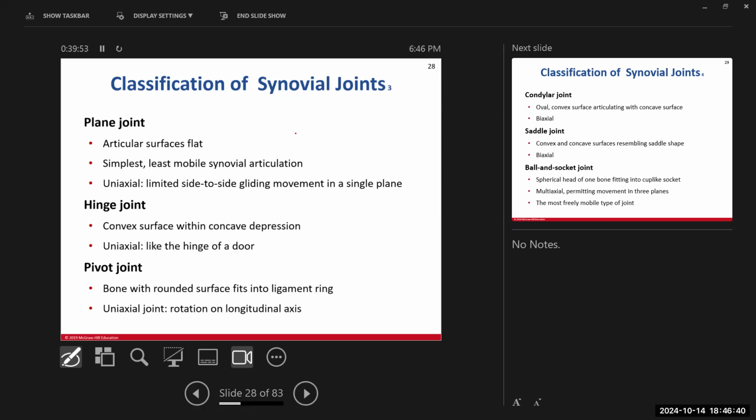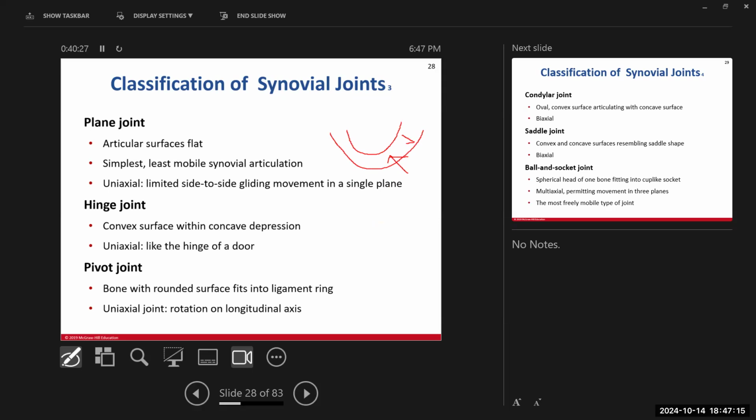So the next one is a hinge joint. Well, we all should be very familiar with that. You should think of a hinged door, or your elbow, for example, as a hinge joint. So in this case, you're going to have a convex surface, which is this kind of curved surface on the outside here. That's a convex surface. And then that's going to articulate with a concave surface. So this right here is the concave surface.